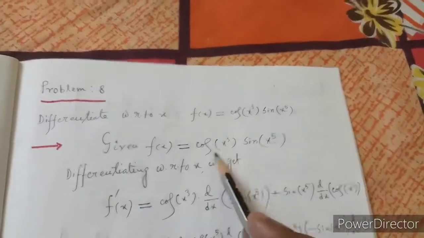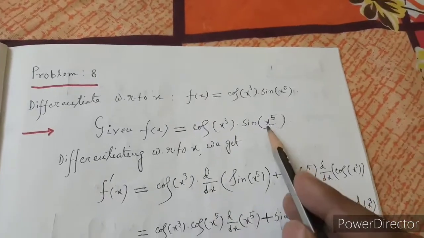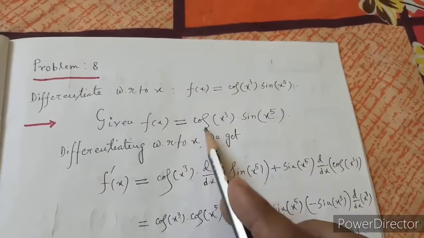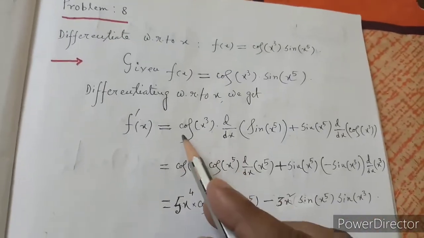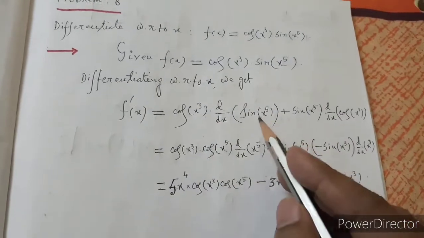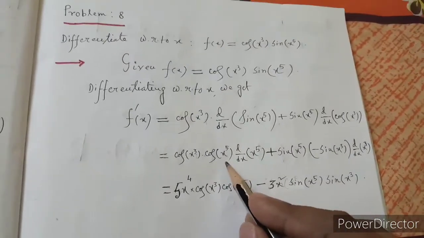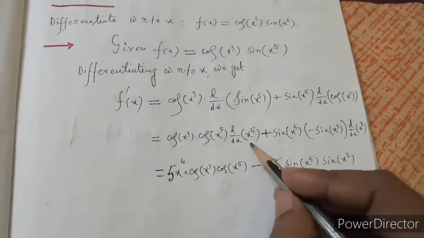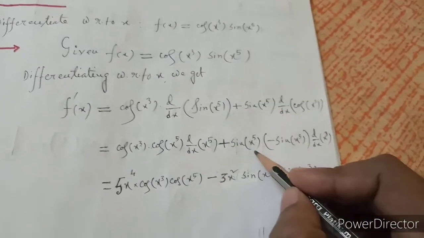Now look at that, the uv formula. This is constant, derivative of that one, plus this is constant, derivative of that one. So now, cos x cube, and the derivative of sin is cos, so cos x to the power 5. Now according to the chain rule, derivative of x to the power 5, so plus sin x to the power 5.